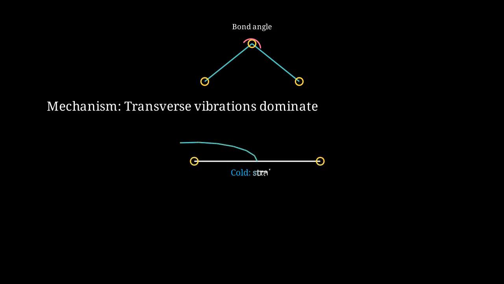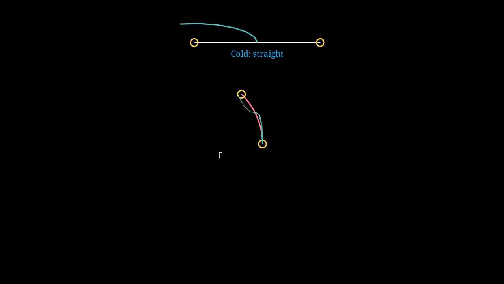When cold, the bonds between atoms are relatively straight, keeping atoms far apart. When heated, increased transverse vibrations cause the bonds to bend more, bringing the end atoms closer together even though the bond itself doesn't shorten much. The effective distance between atoms decreases approximately as the square root of 1 minus theta squared over 2, where theta is the bending angle.